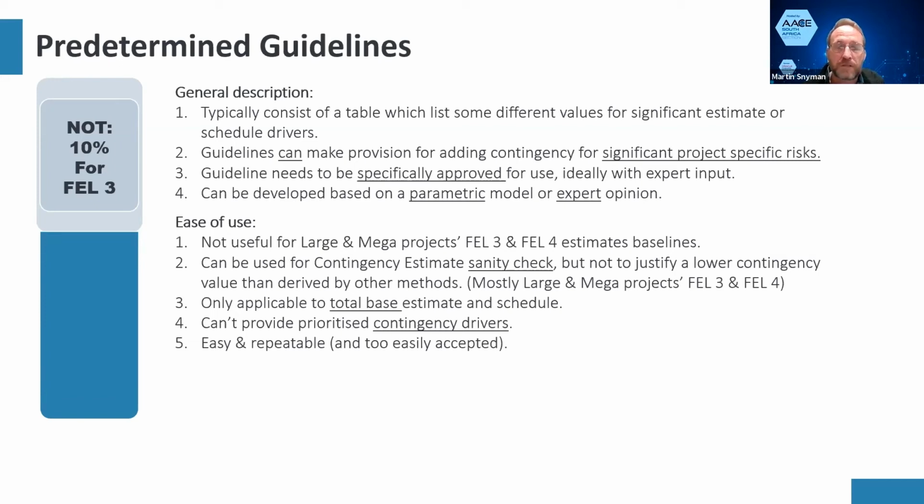as a way of justifying a lower contingency value. So the QRA simulation that we did, took us a month to do, said 15%, but the guideline says 10, therefore make it 10. No, it doesn't work that way.